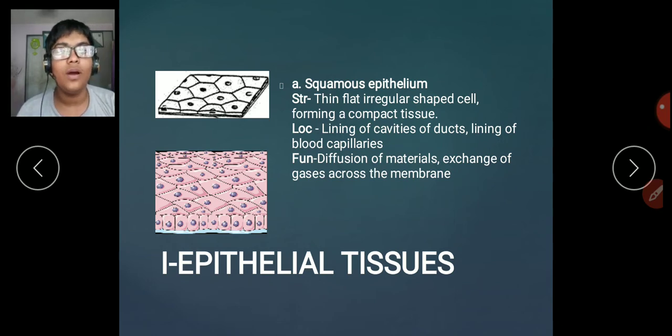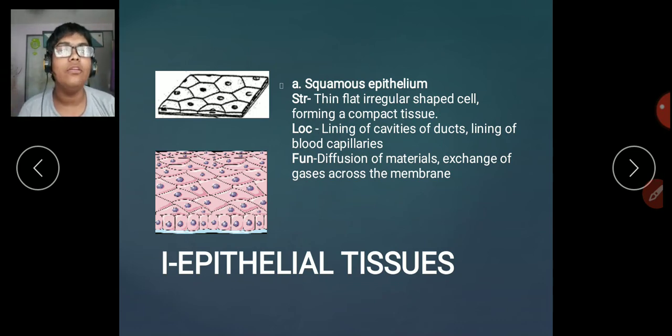Now squamous epithelium is a thin, flat, irregularly shaped cell. The cell does not have a specific shape like a circle or square or triangle, nothing like that. It has an irregular shape. Okay. Now it is very thin, and it is flat. It just looks like the tiles on our floor, they just look like that.